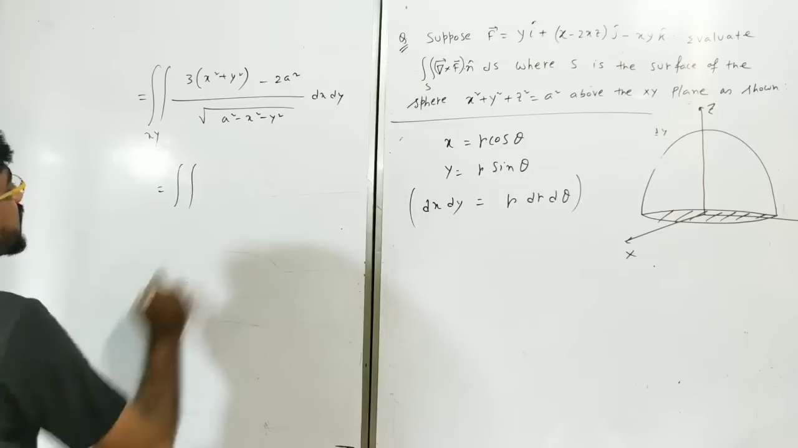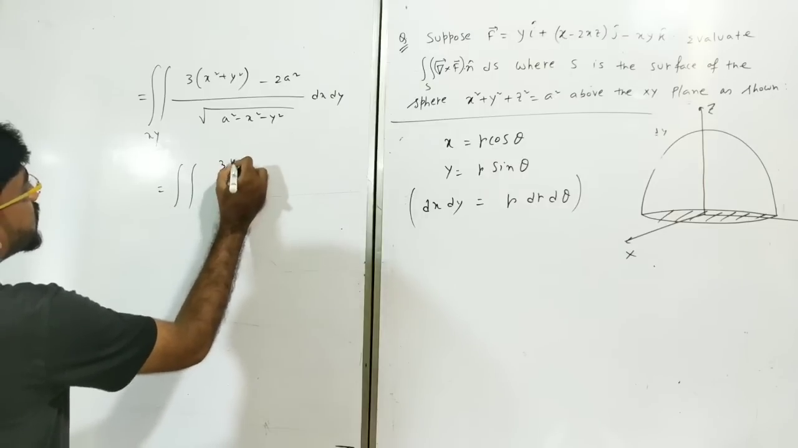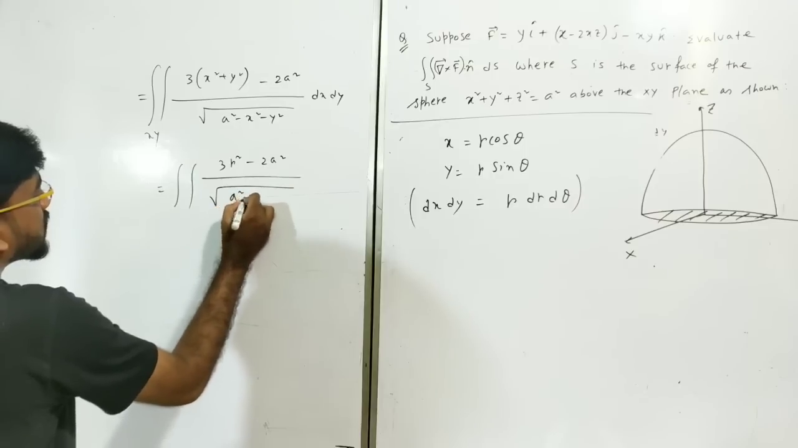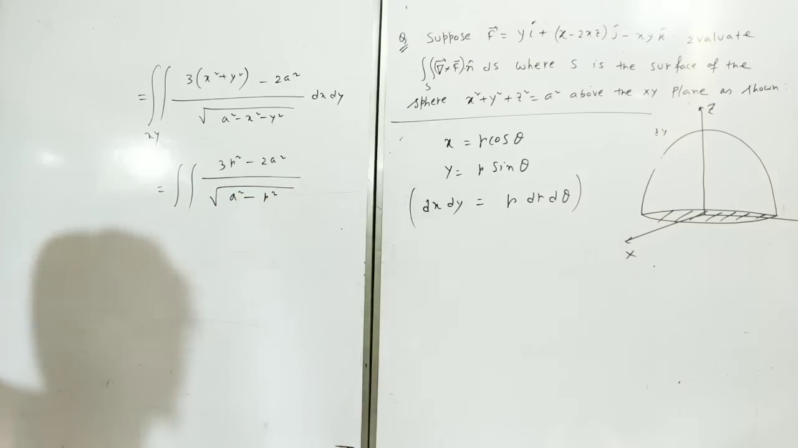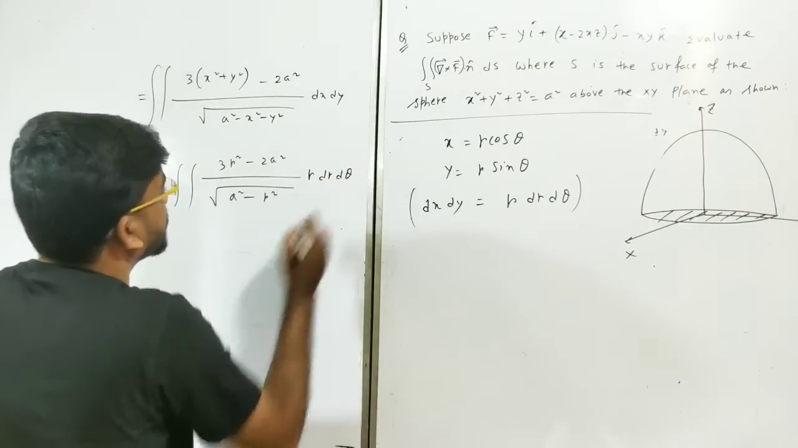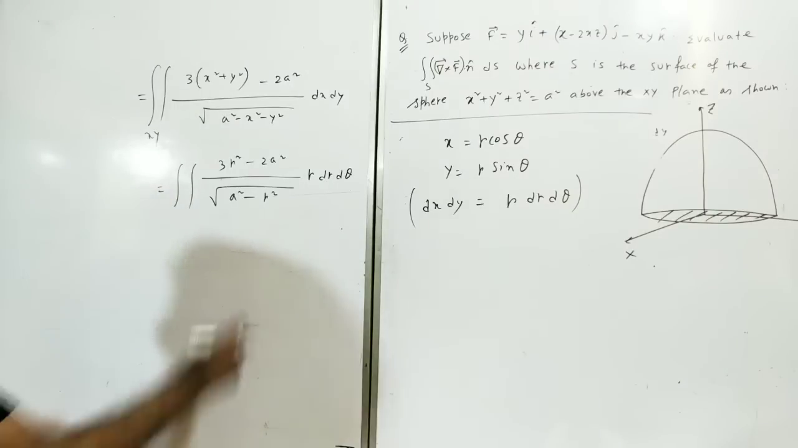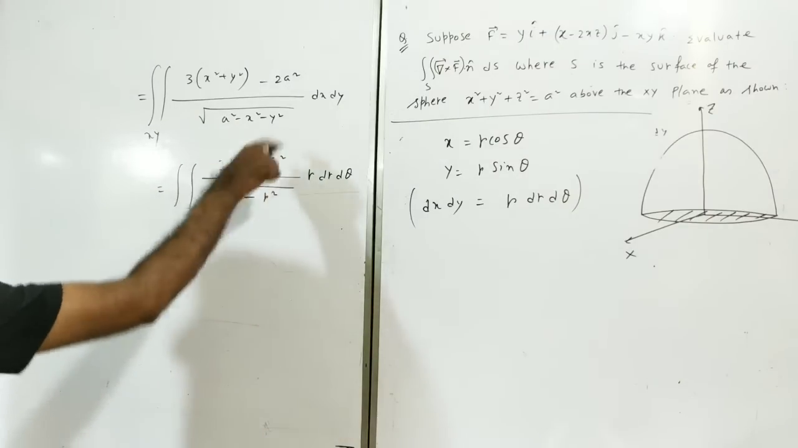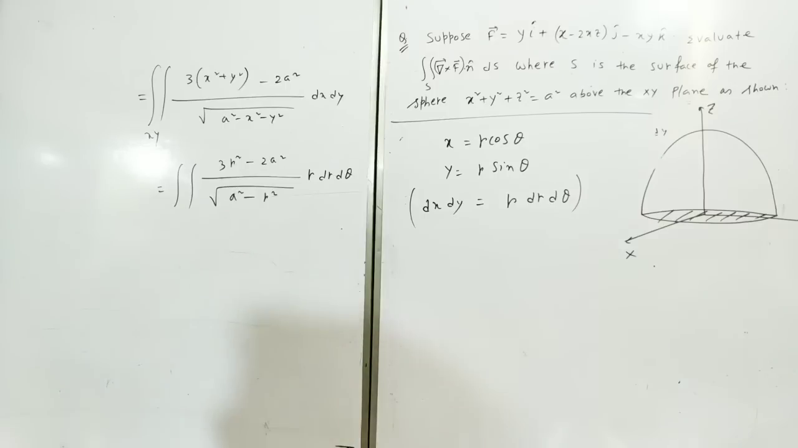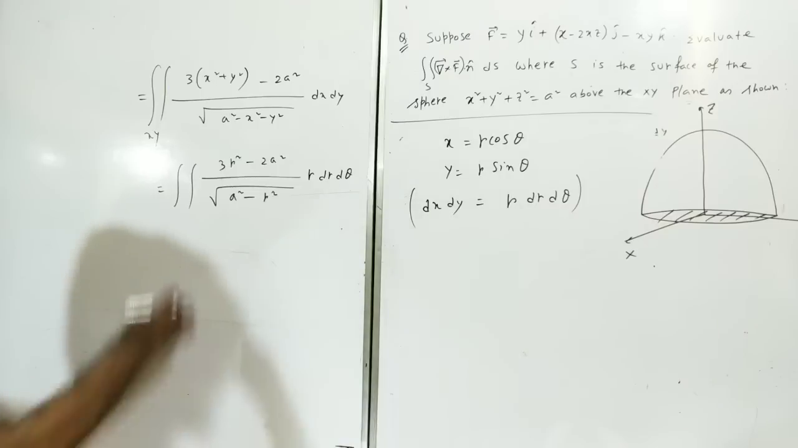So now the integration in polar coordinates will be 3r square minus 2a square divided by square root of a square minus r square. Now we have to modify this integration. We have to arrange this 3r square minus 2a square in terms of a square minus r square. Only then can you solve this integration. This is a more complicated form.